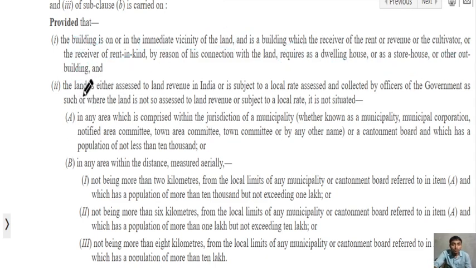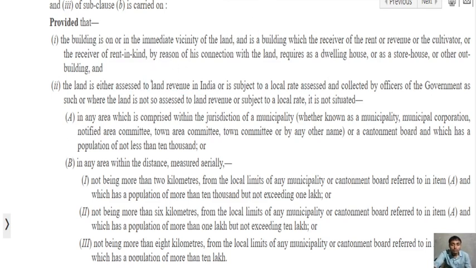The proviso defines the land, which land we are talking about here. The land means land which is assessed to land revenue in India, or which is subject to local rate. We are talking about that land.